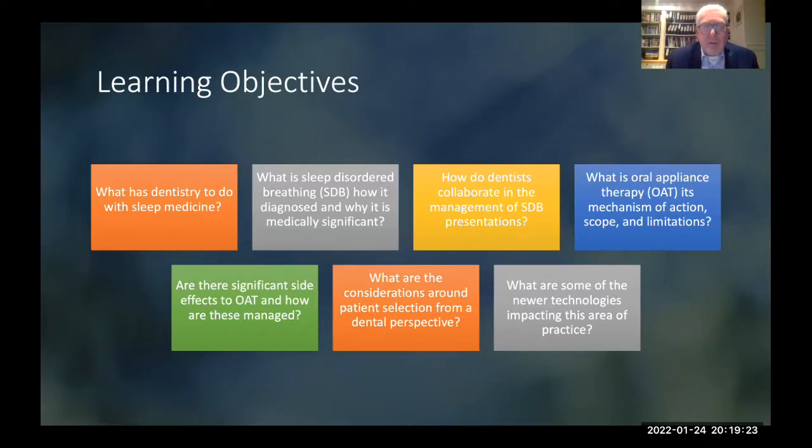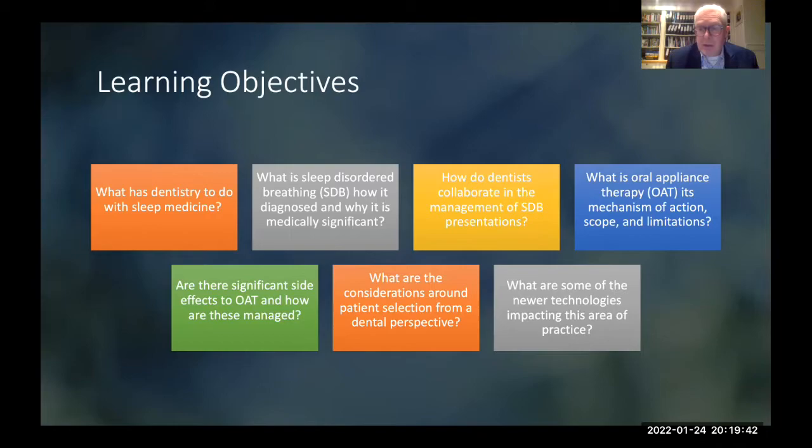What I wanted to do was really to focus on what dentistry has to do with sleep medicine, and answer some of these questions. What is what we would consider sleep disordered breathing? How is it diagnosed and why is it medically significant? How can we collaborate in the management of these presentations?